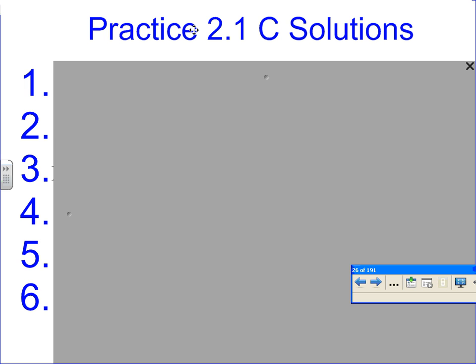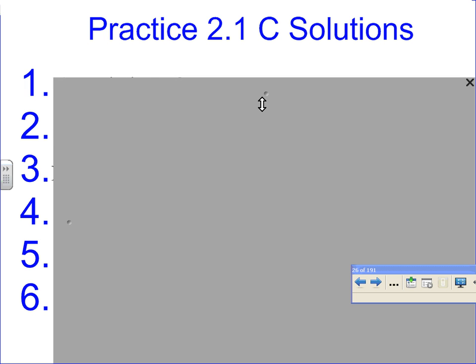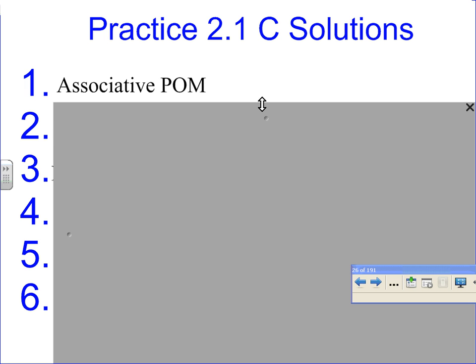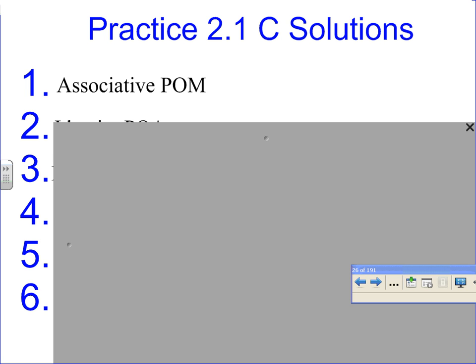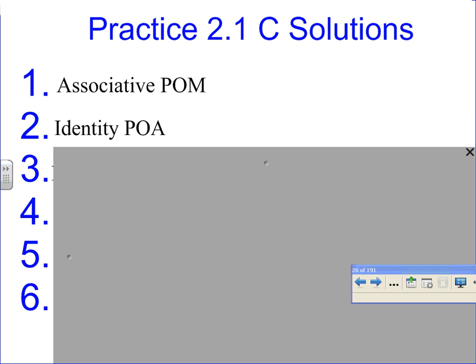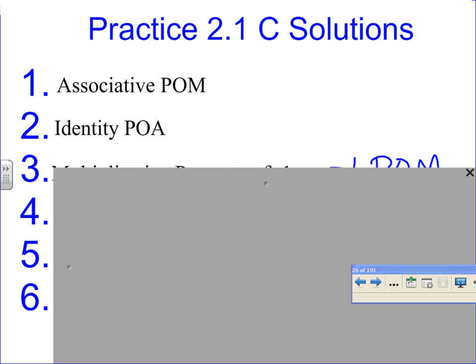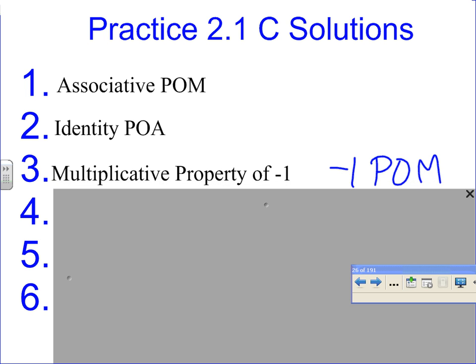Number 1, Alyssa. Good, and don't forget you can abbreviate it as POM if you want. Matt, number 2. Good job. Identity, POA. Sean, number 3. Good job. So multiplicative property of -1, or -1 POM, or property of -1. There are 3 ways to say that. You can pick which one. It doesn't matter to me.